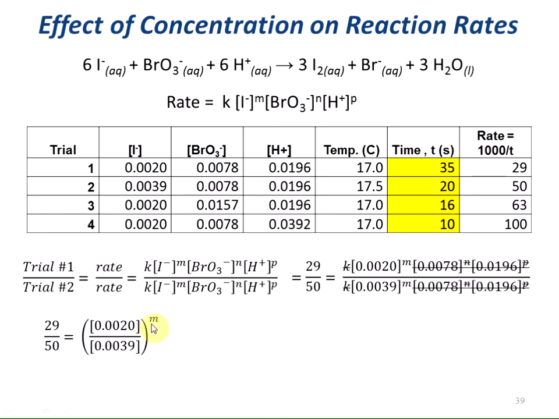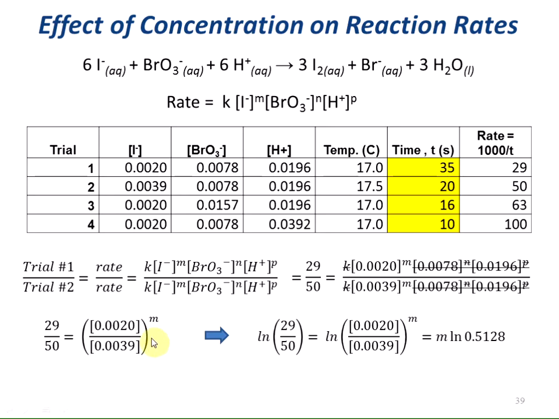So to solve for m, I'm going to take the log, or the natural log, of both sides. So if I take the natural log of the 29 over 50 and the natural log of the 0.002 over 0.0039, I get that this whole thing is the same as m times the ln of 0.5128. Because when I have this ln, I can bring this exponent out into the front with my rules of logs.